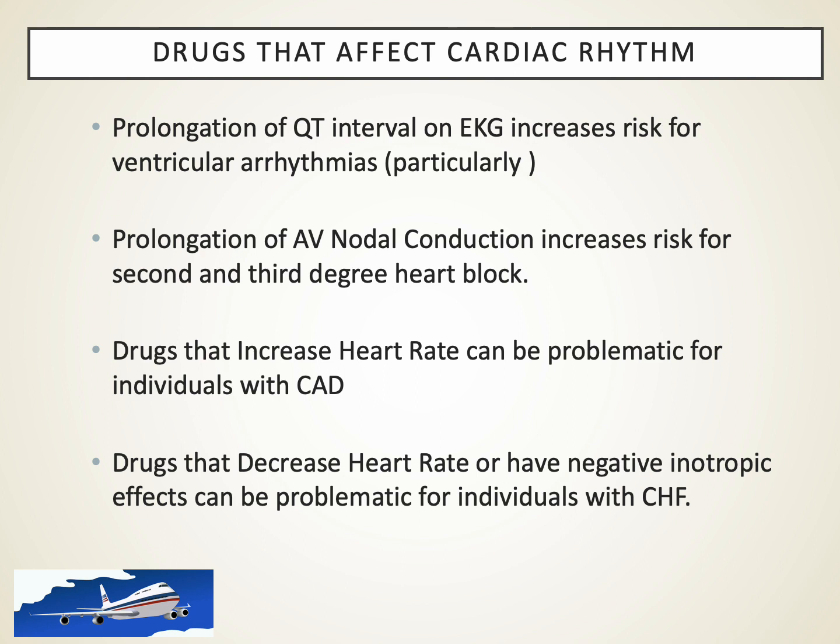There are a number of drugs that can affect cardiac rhythms. We'll talk about more of this later in the year, but we're particularly concerned about QT prolongation on EKG, which predisposes to a life-threatening ventricular arrhythmia. We also worry about slowing the conduction through the AV node in the heart. There are drugs that can increase heart rate. That can be a problem for someone with coronary artery disease. And there are drugs that slow heart rate or have a negative, what we call inotropic effect, meaning it makes the heart not beat as strongly. That can be a problem for someone in heart failure.